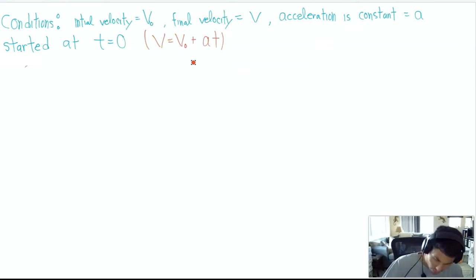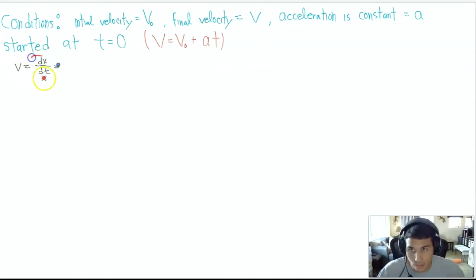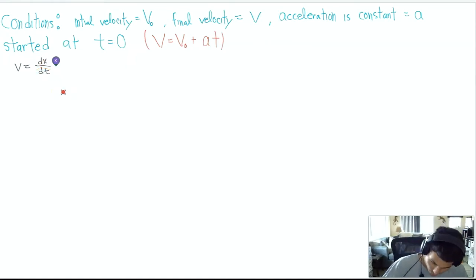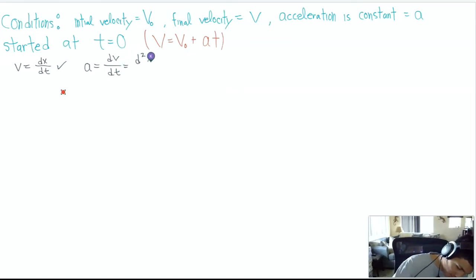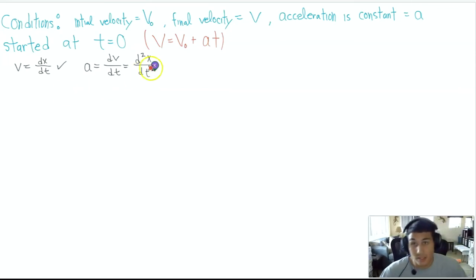Let's just start off with the fact that v is equal to dx/dt. Velocity is equal to the change in position divided by the change in time. That's all good. We like that. What else do we know? We know that acceleration is equal to the change in velocity over the change in time, and another way to say that is d squared x over dt squared, or the second derivative of position. These are just things we know.